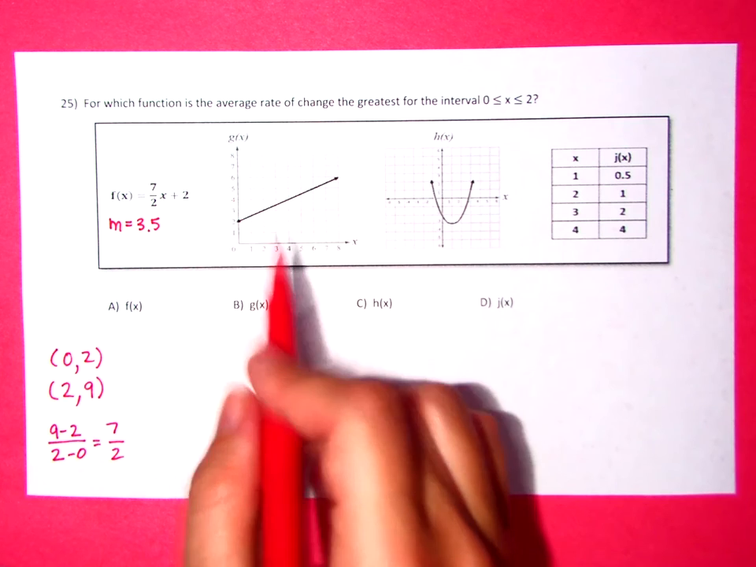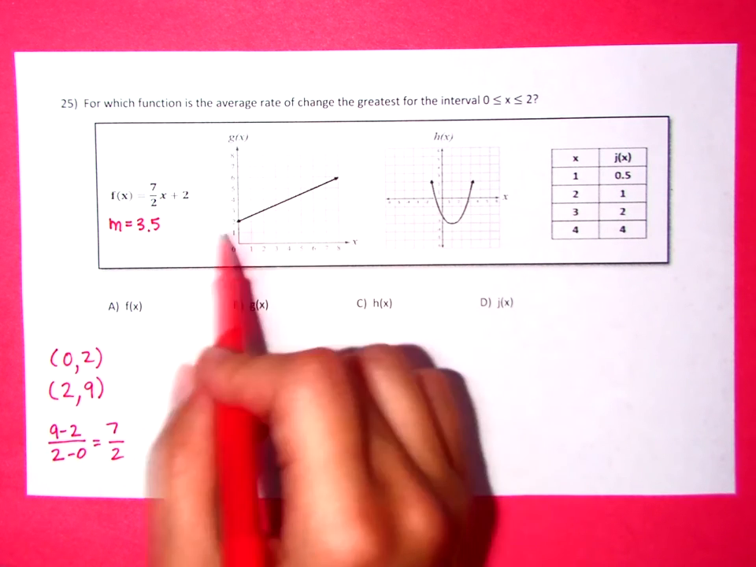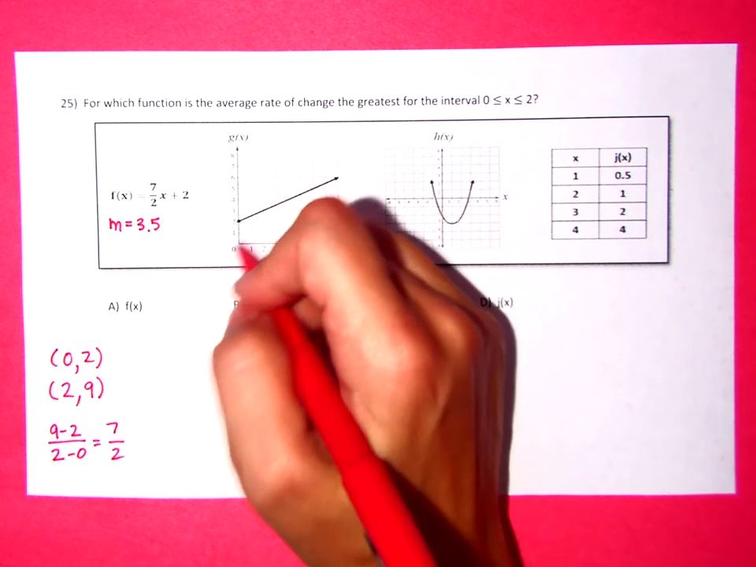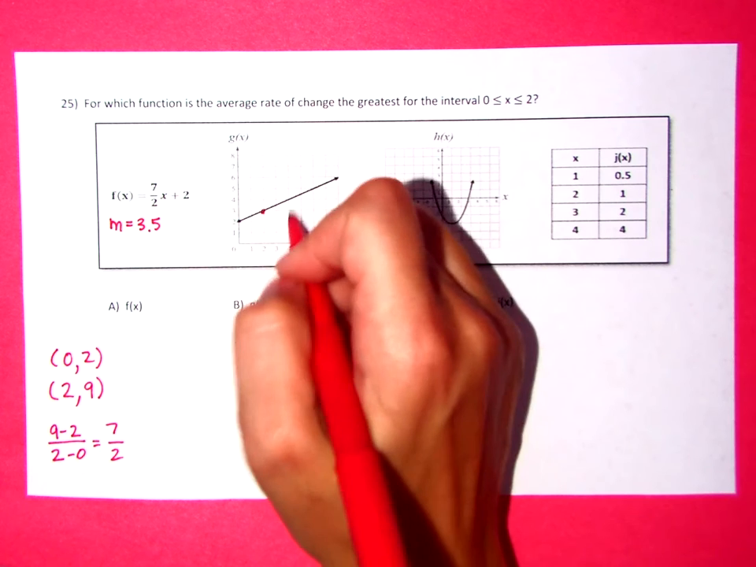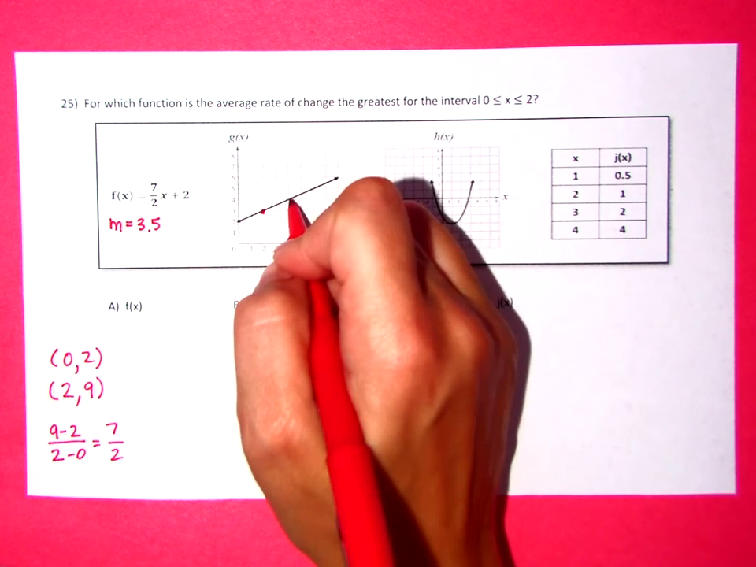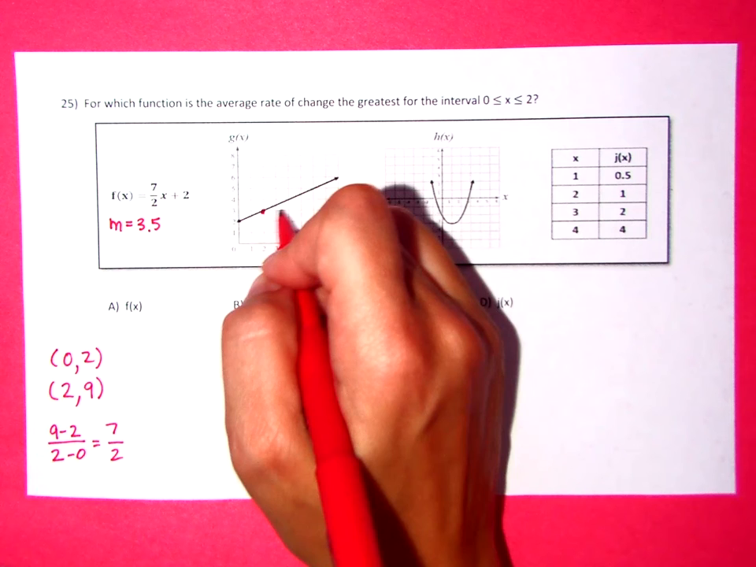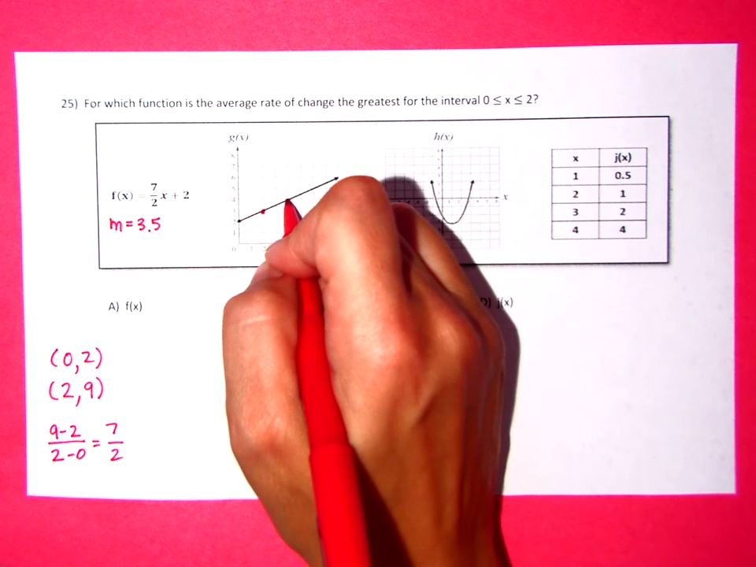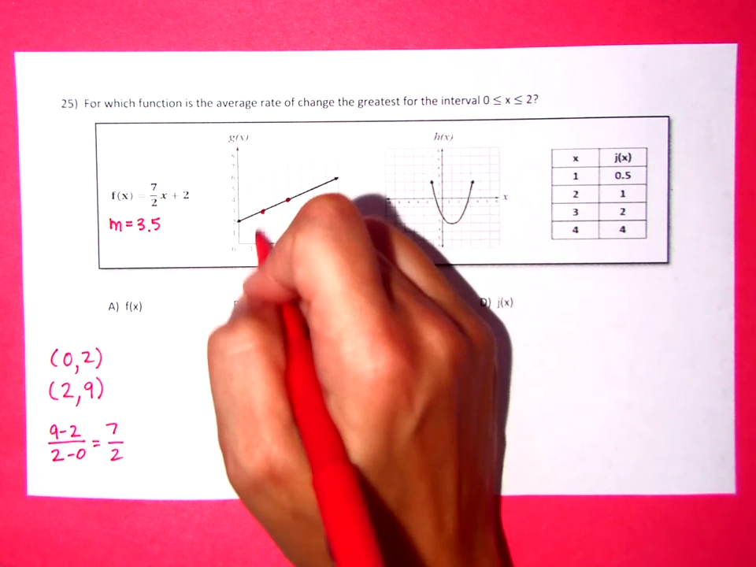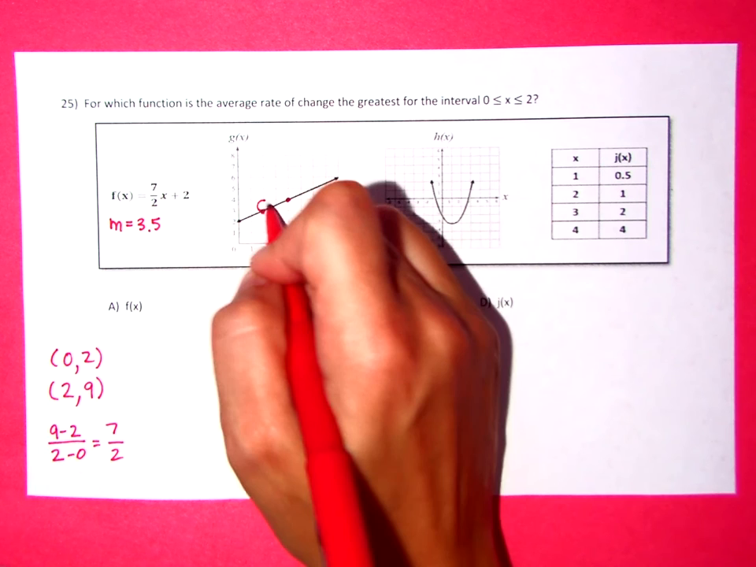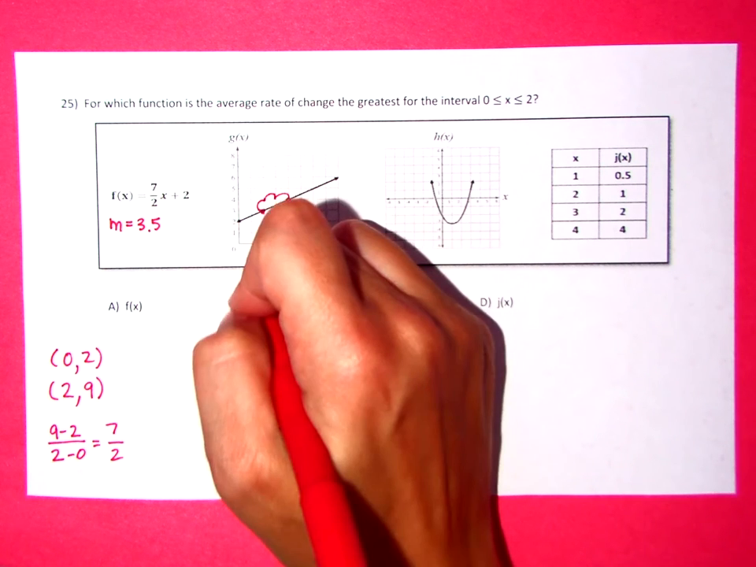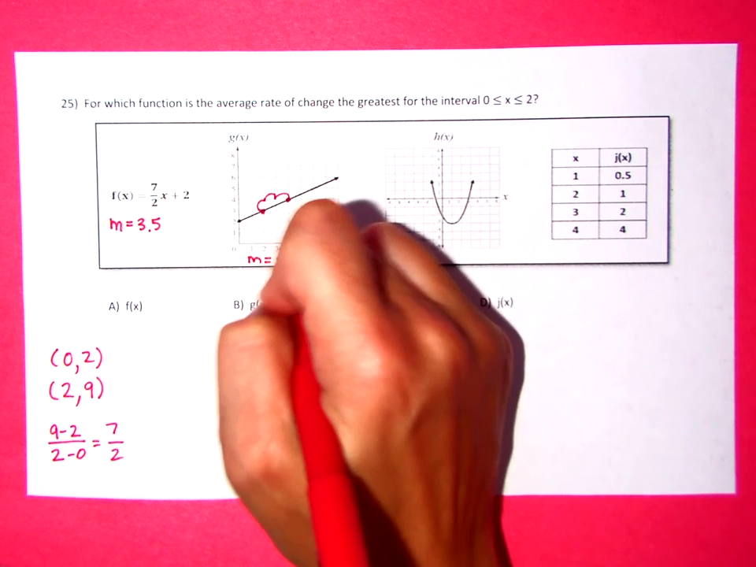On g of x, same idea then. This is a linear function right here. So let's just go ahead and find out what the slope is, because that's going to be the constant rate of change. So you want to find 2 points along this line that go through those grid lines. So here's one, and then here's another one that goes to the intersection of the grid lines. So it has a rise of 1 and then a run of 2. So the slope for this function would be a rise of 1, run of 2.